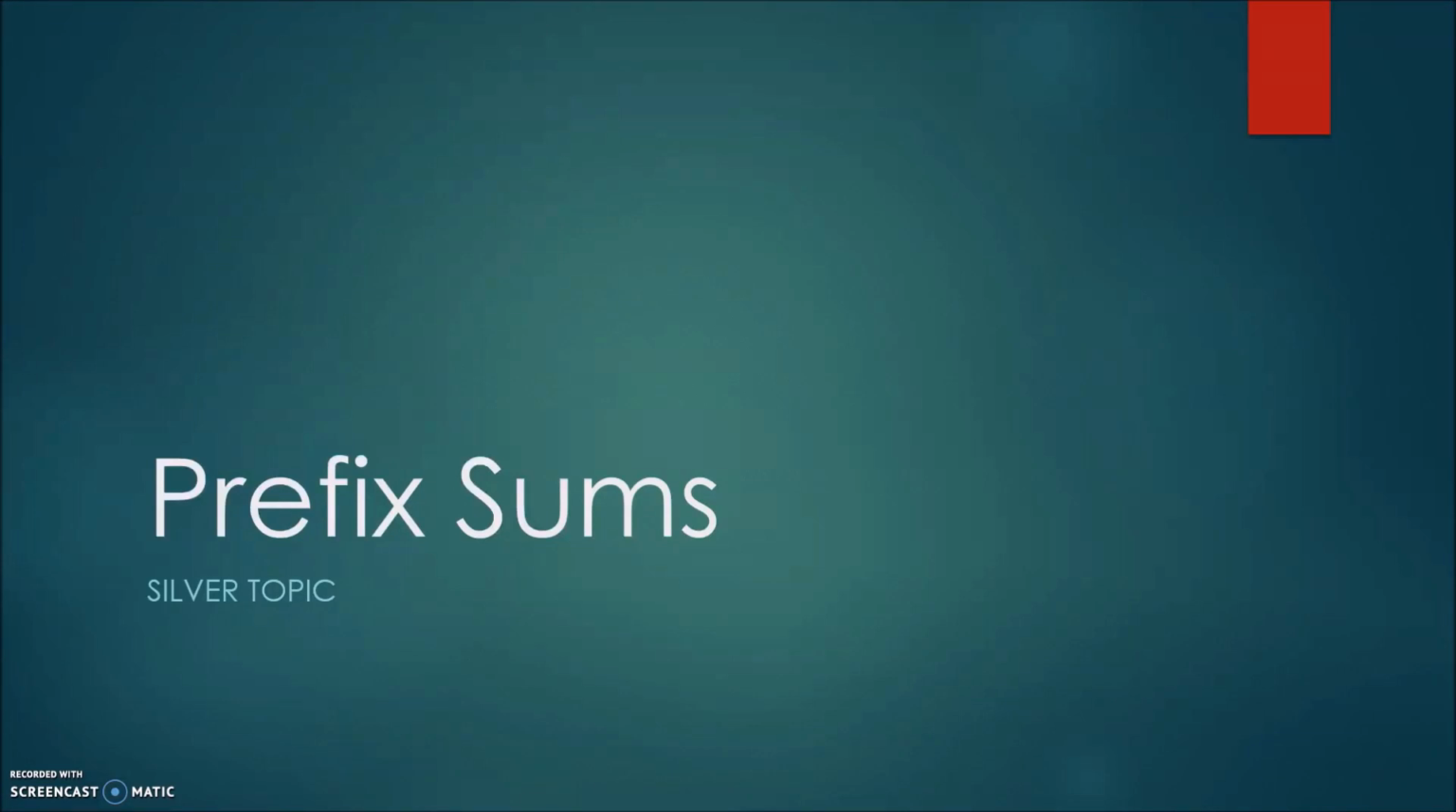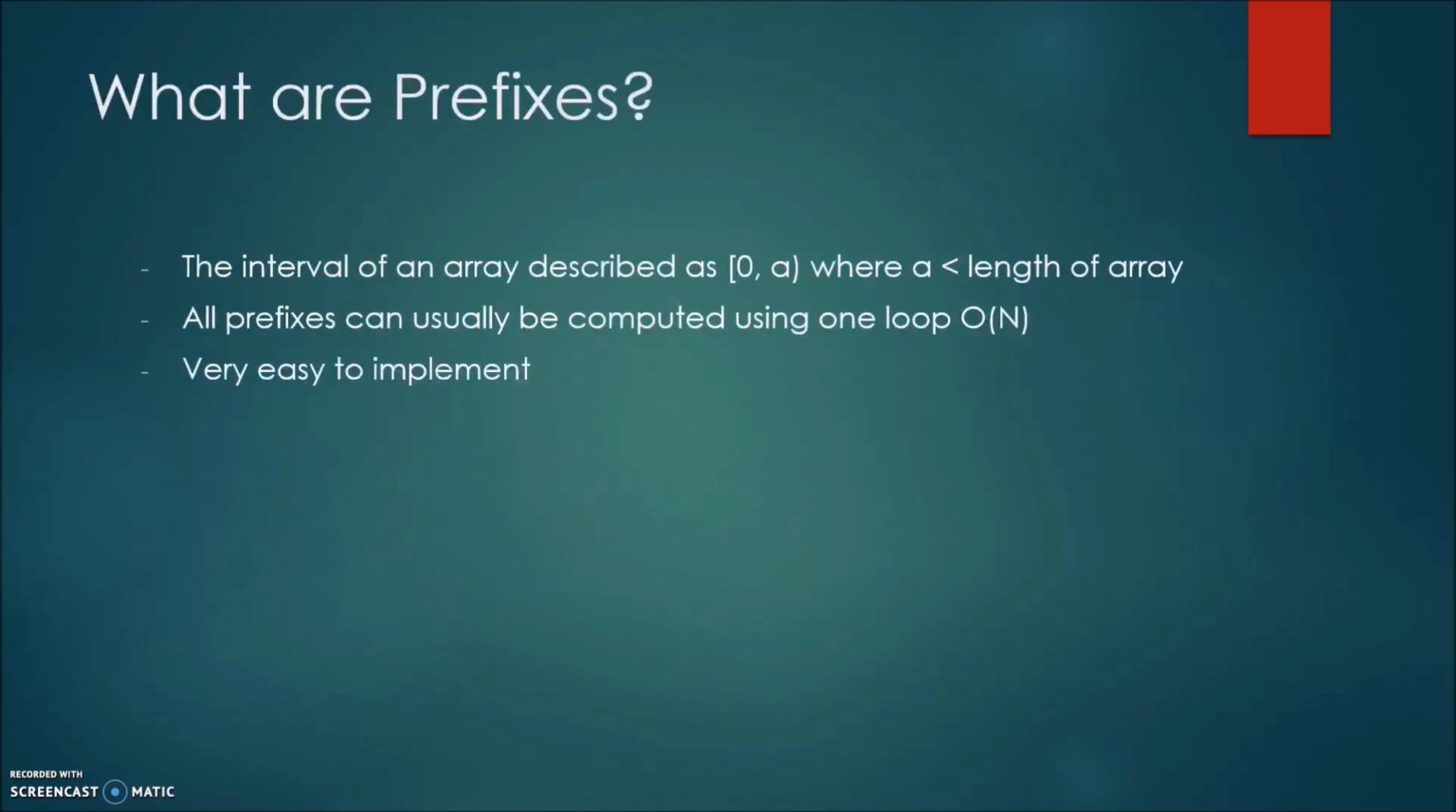Alright, so today's topic is going to be prefix sums, which is generally a silver topic in USACO contests. So let's get into what prefixes are. Prefixes are intervals of an array that can be described as from 0 to an index a, where a is less than the length of the array. And there are also suffixes, which are essentially the opposite, where the interval starts from a and goes all the way to the last element of the array.